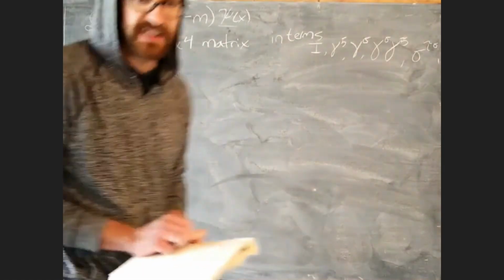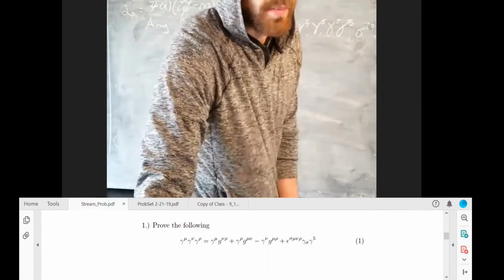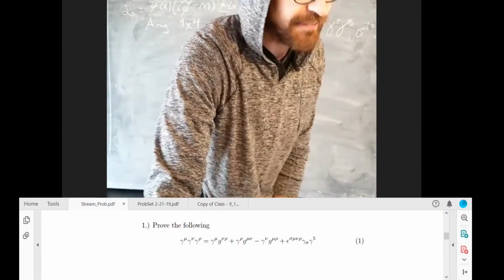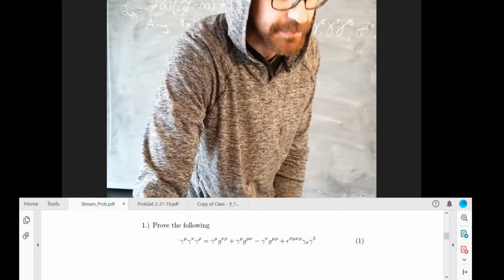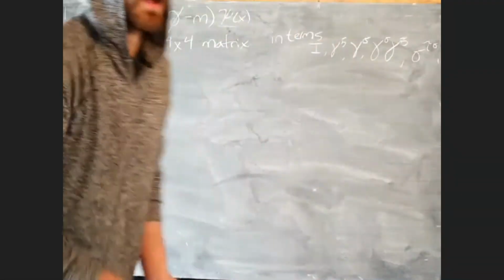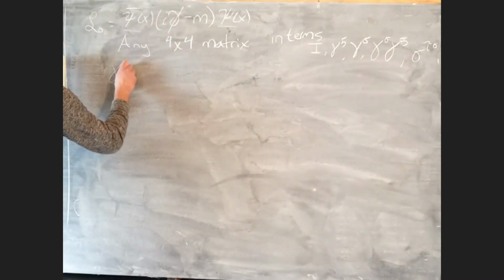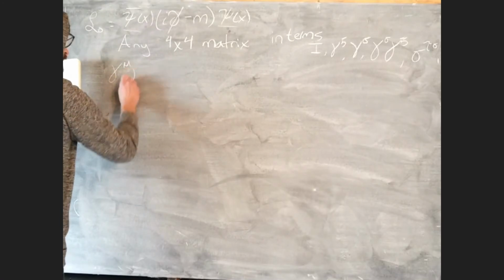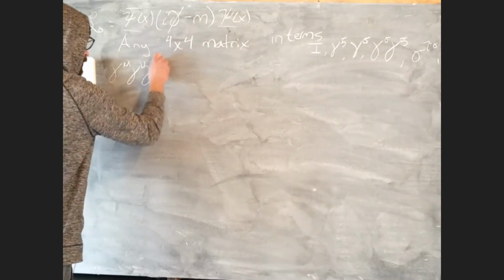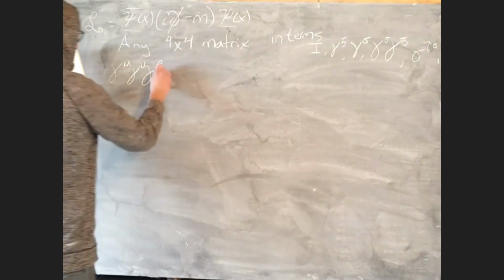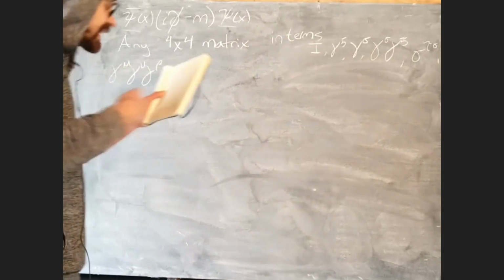Well, if you look at the problem again, we have on the left-hand side a 4x4 matrix. Right? We have a 4x4 times a 4x4 times a 4x4. So what do you think we should do? Well, let's write it down: gamma mu, gamma nu, and gamma rho. We can write down a linear combination.